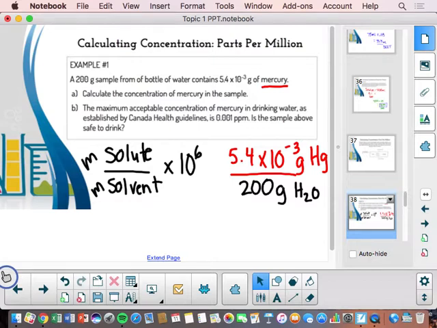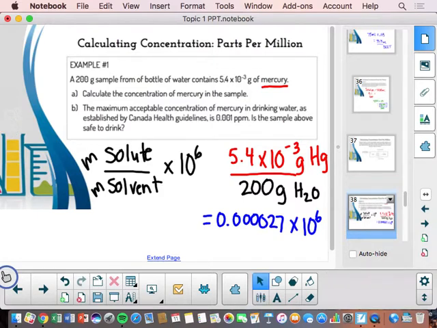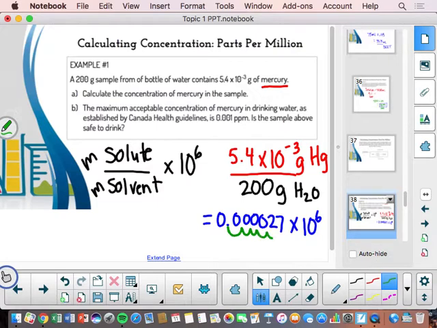So if I do that on a calculator, I get an answer of 0.000027, and then I need to multiply it by 10 to the 6. And if that confuses you, what you can really do is move the decimal 6 places. So I'm going to do that just to show you what it would look like. 1, 2, 3, 4, 5, 6. So my answer is actually 27 parts per million.